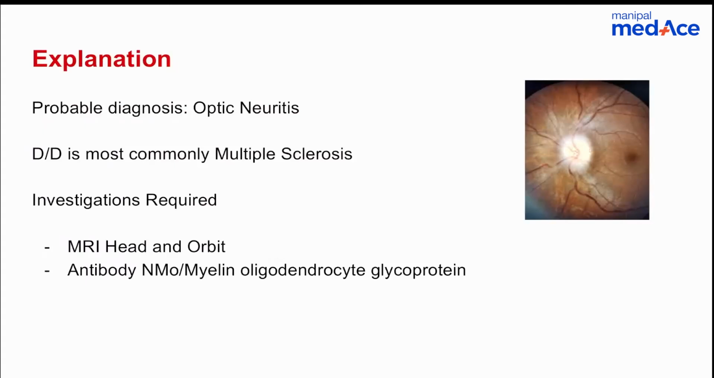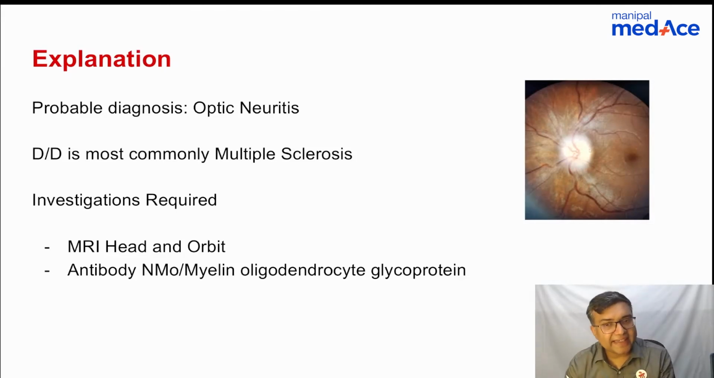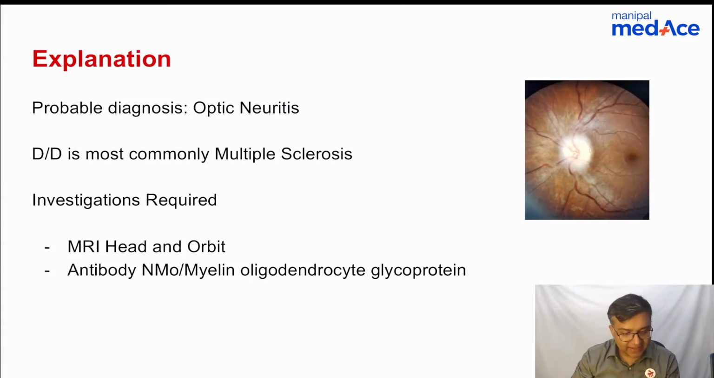Okay, so you can have a patient with a disc edema here, and that would cause symptoms like this, where you would have a loss of vision and RAPD. And the most common systemic disease which causes optic neuritis is multiple sclerosis. So that's why you need to go for an MRI head and orbit, as well as you want to go for anti-NMO antibody and myelin oligodendrocyte glycoprotein antibody in this patient.